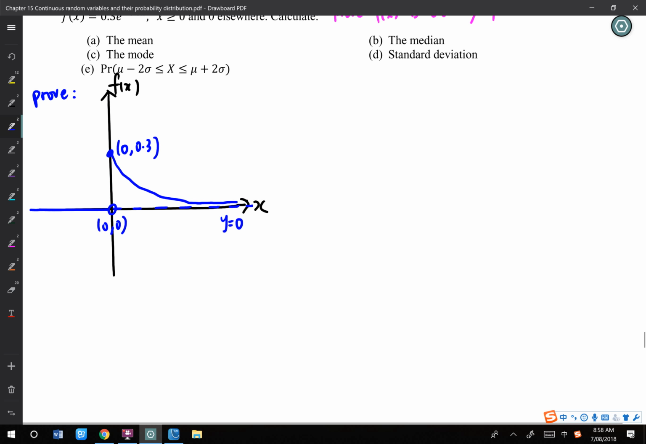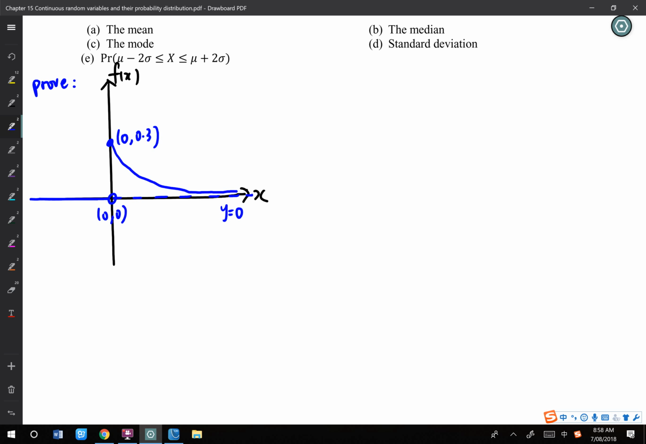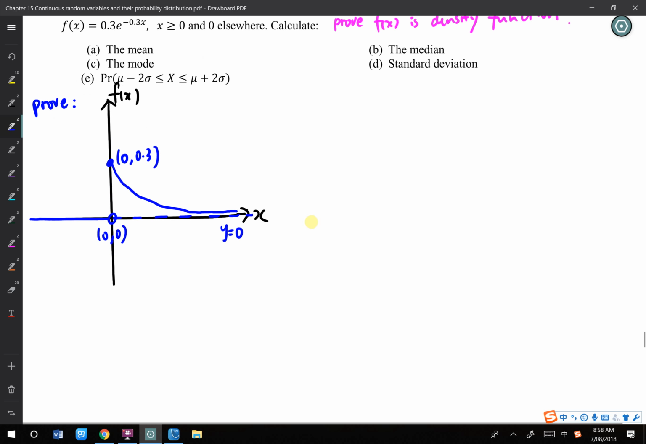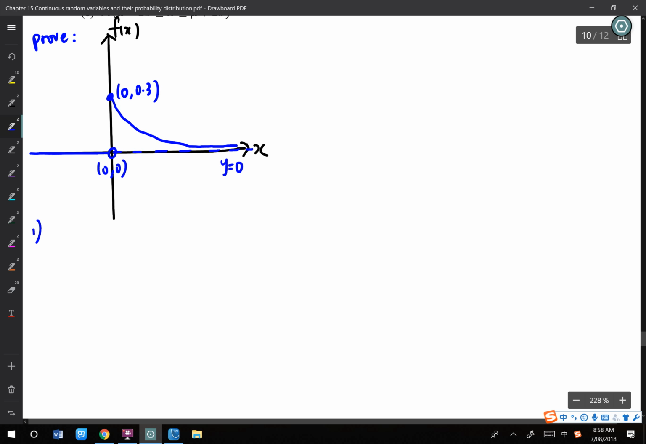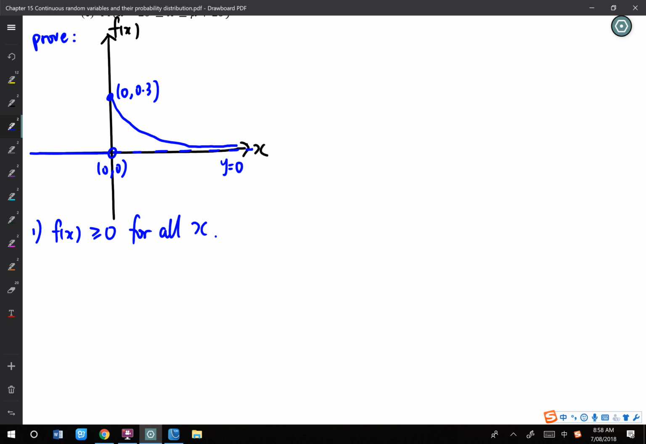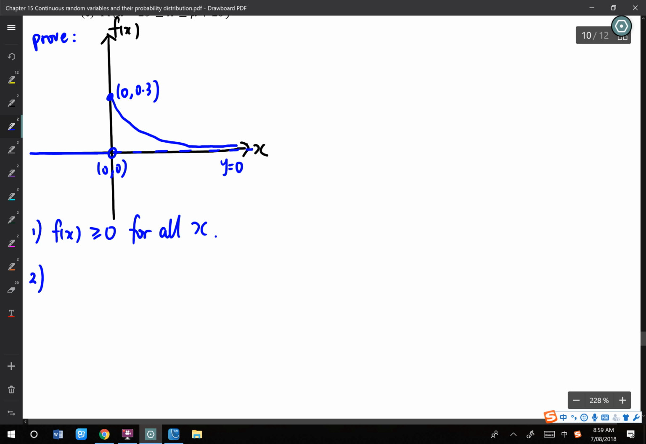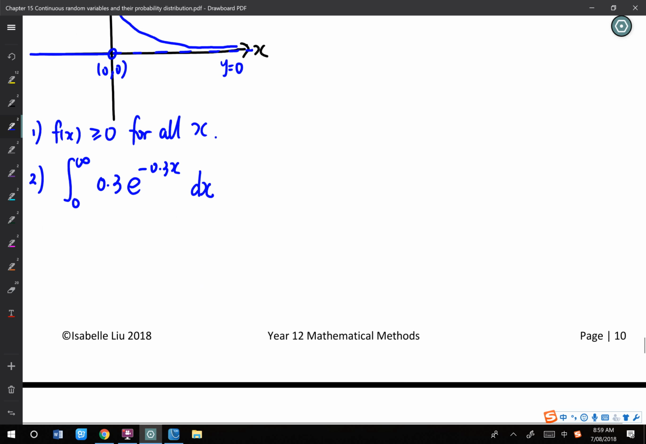Okay, next thing. I want to prove this is a density function. So I have shown step number 1: f(x) is above 0 for all x. When I sketch it, I can make that statement because my graph has shown that it's all above the x-axis or equal to the x-axis. The second one is I want to show the integral from 0 to infinity of that function equals 1. Well, it's not equal to 1 now. I want to show that it equals 1.